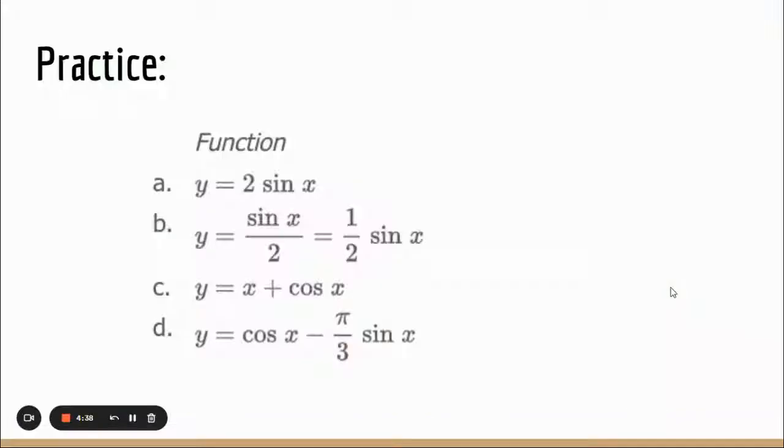Okay, and finally, D. Let's see what we got here. We have y equals the cosine of x minus pi over 3 times the sine of x.